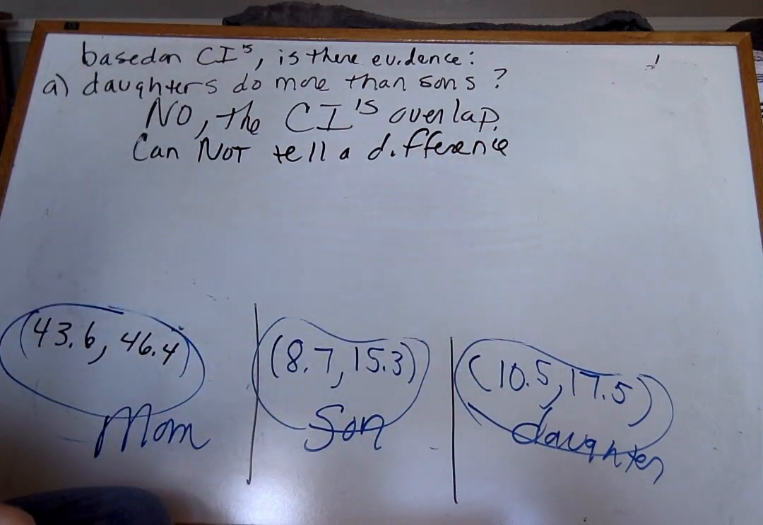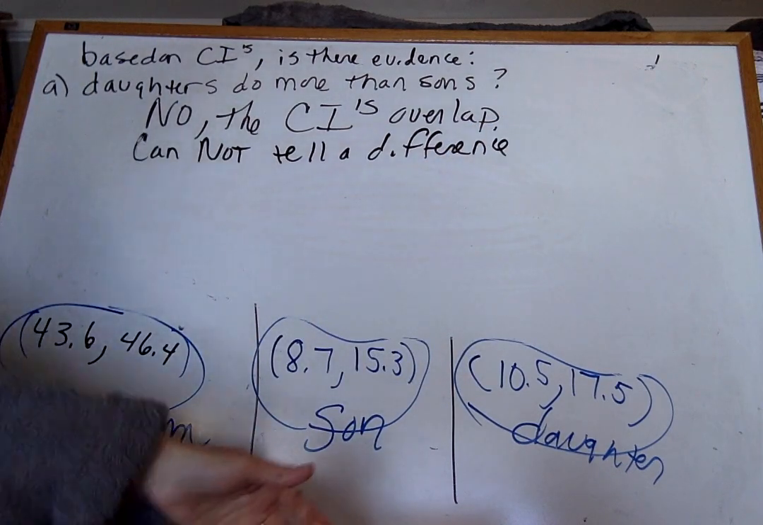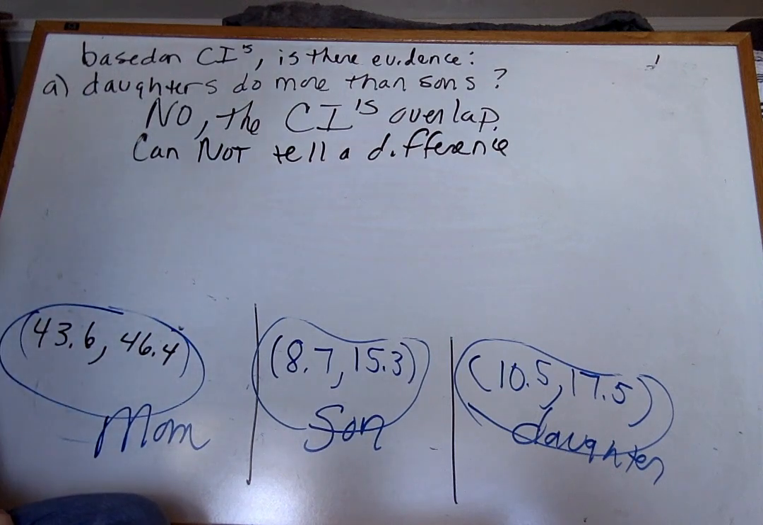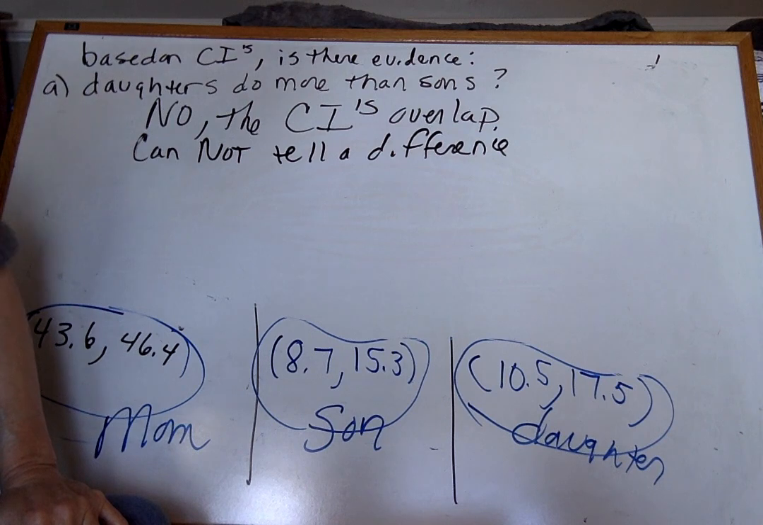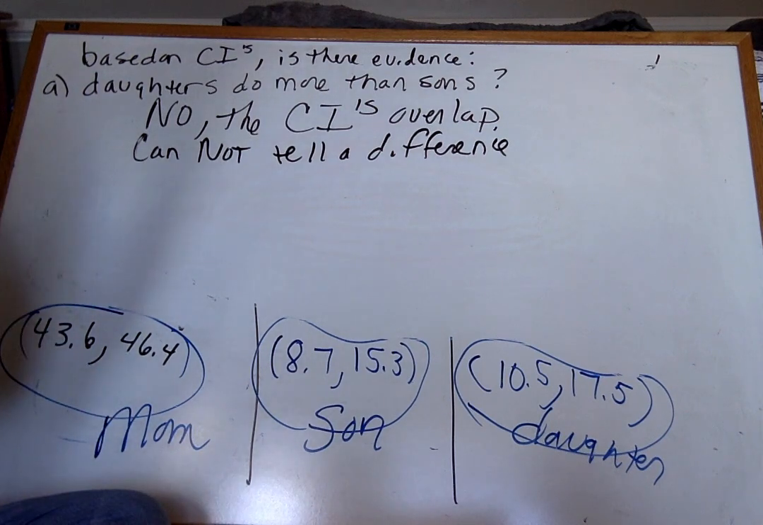The girls could be up at 17 minutes and the boys at 9, and the girls are doing more. Or the girls could just be at 11 minutes and the boys could be at 15 minutes, and the boys were doing more. So that's what we mean by overlap.